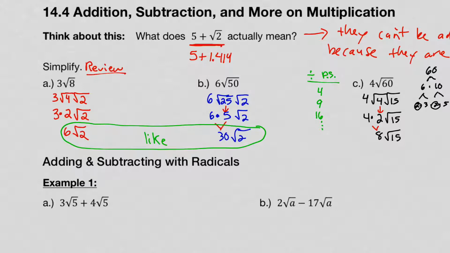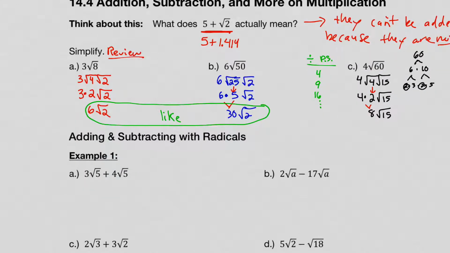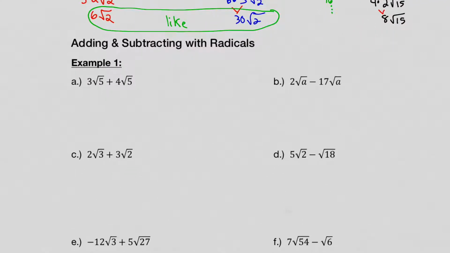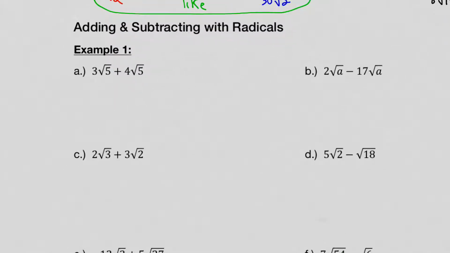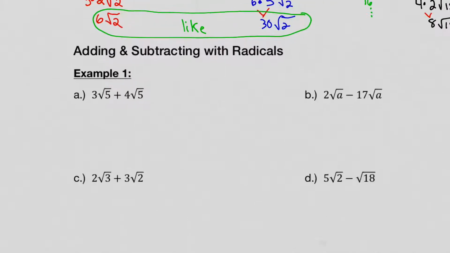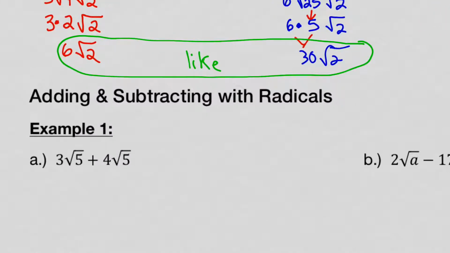And because they are alike, then that means we will be able to add them or subtract them. So this is what we're going to be doing in the next section. Now let's take a look at adding and subtracting. The easy part about this is when the radicals are already like. That's kind of like what we looked at right here.